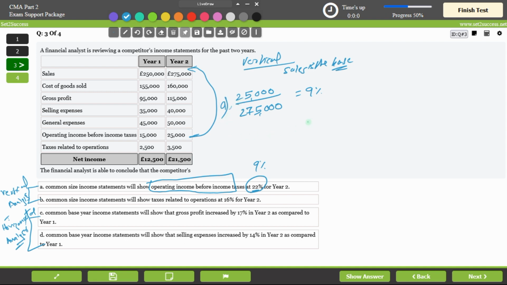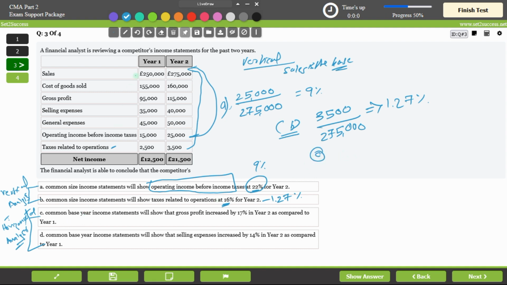So let us now calculate for option B. Common size income statement will show taxes related to operations. So they are asking for taxes related to operation in year 2, what's the percentage of net sales. So it is 3,500, amount of the line item, divided by the amount of base. The amount of base is 225,000. And this comes to be 1.27%. So this is not 16%, it is 1.27%.